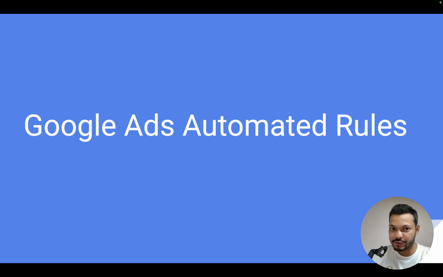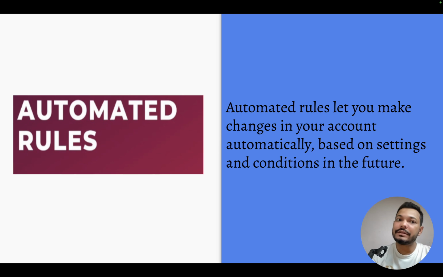Now, this seems like magic, but we have a very important feature within the Google Ad account, which is called Google Ads Automated Rules. If I simply walk you through the definition, these automated rules let you make changes in your account automatically, based on the settings and conditions, for future dates.